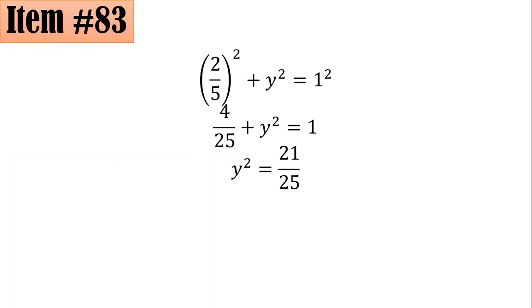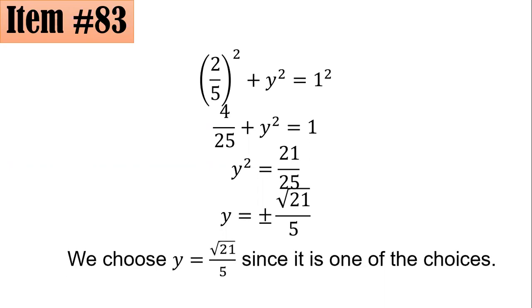Extracting the square root of both sides to solve for y, we get y equals plus minus square root of 21 all over 5. So it could be square root of 21 over 5 or negative square root of 21 over 5. And we choose y equals square root of 21 over 5 since it's one of the choices. Letter D. So sige nga. Okay. So I think tama po kayo, Sir Kim, Sir PJ, Ma'am Judy. Okay, thank you po.